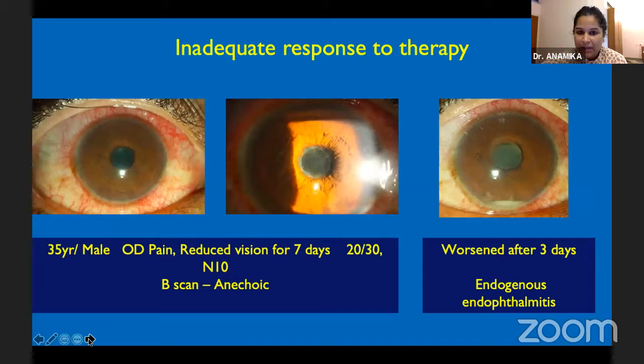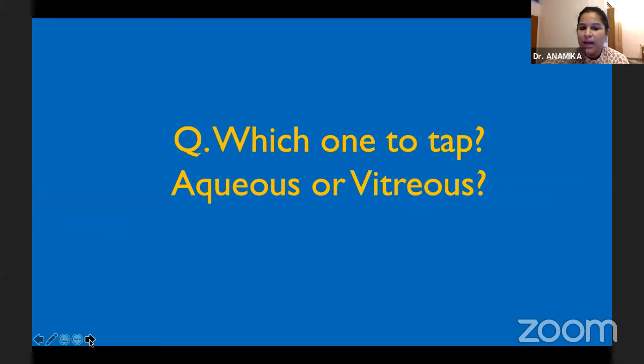Now, let me address the third indication for when you want to tap, which would be when you see an inadequate response to the therapy. So for example, this gentleman who presented with this fibrinous anterior uveitis was treated with topical steroids, when on the third day, he developed this large fibrin here, which is obscuring the pupillary axis. And you can see the presence of a hypopyon. So here, the diagnosis was revised to endogenous endophthalmitis. Now, this was the time when you would want to tap your patient. So I have told you the 3 indications where you would want to tap.